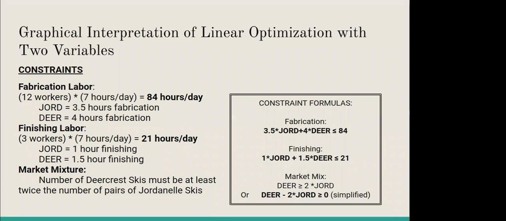And our final constraint, the market mixture constraint, states that the number of Deer Crest skis must be at least twice the number of pairs of Jordanelle skis sold, which when we set it equal to 0, we get the result of DEER minus 2 times JORD is greater than or equal to 0. Another invisible constraint is the non-negativity constraint, which states that neither type of ski can be produced in a negative amount.